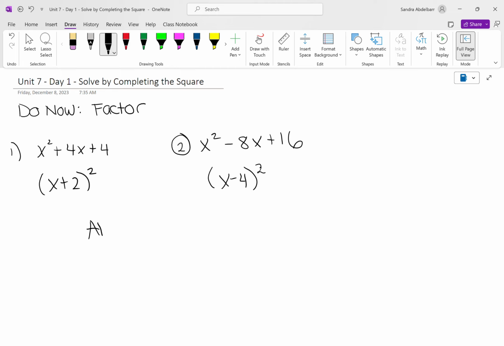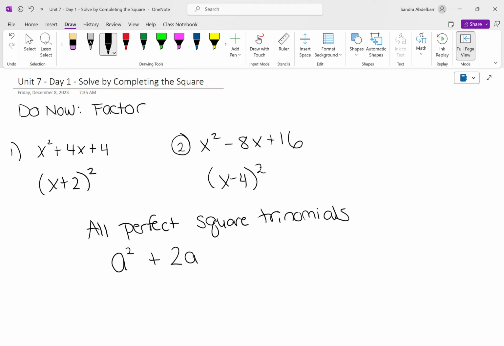So all perfect square trinomials look like one of two scenarios. The first one is a squared plus 2ab plus b squared. And that factors into a plus b squared. And I'll show you.